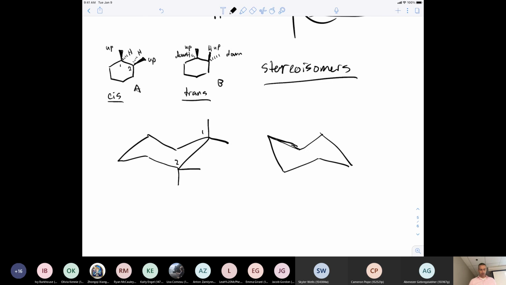Remember that the equatorial bonds should be roughly parallel to a bond 2 carbons away. So this bond here should be roughly parallel to that one, and this one should be roughly parallel to that one.